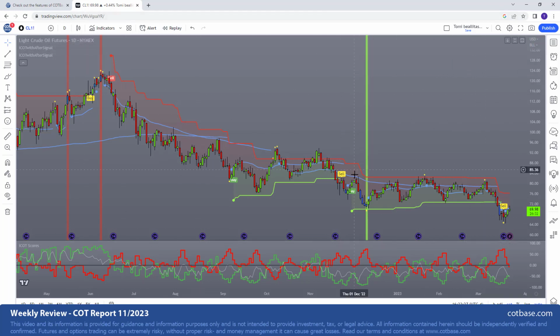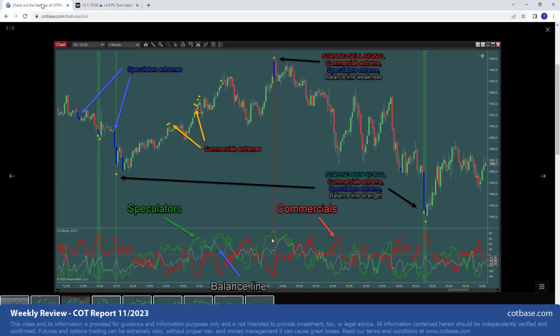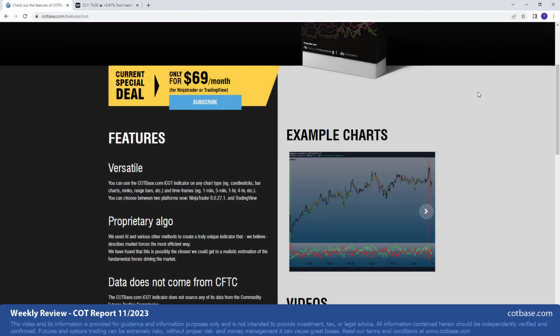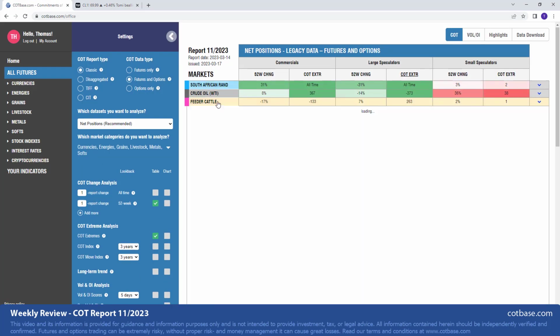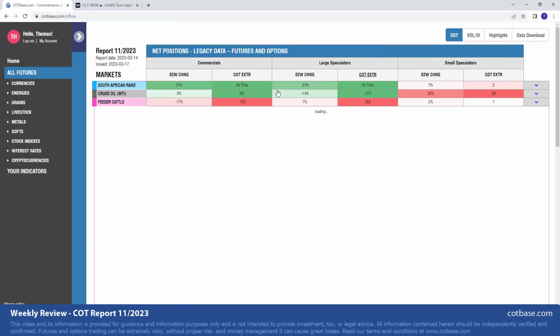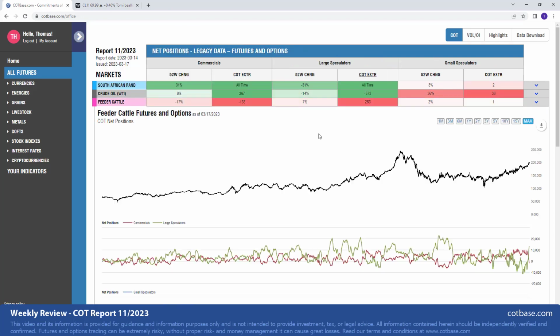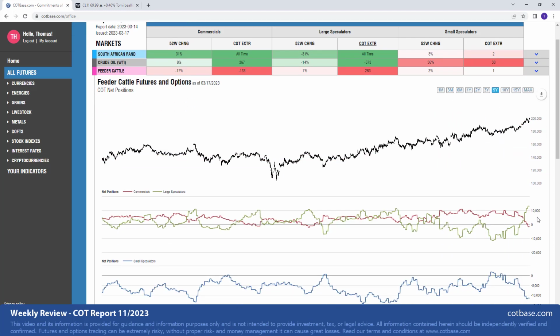Of course, this indicator was meant for intraday, so you can change this down to a 1 minute candlestick chart if you wanted to. But we are going to go back to the review and look at our last market, which is feeder cattle. We have a 263 report extreme in large speculators' net positions. You can see that clearly on the chart over here.